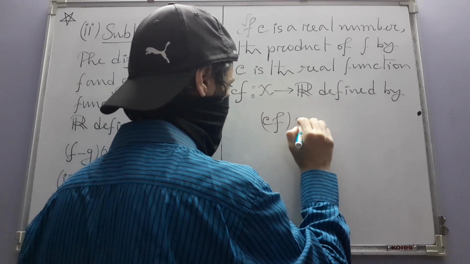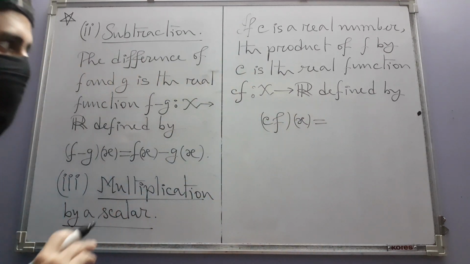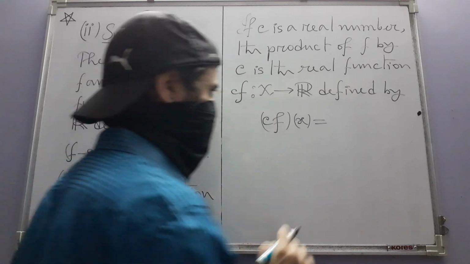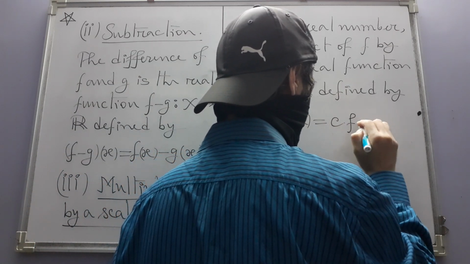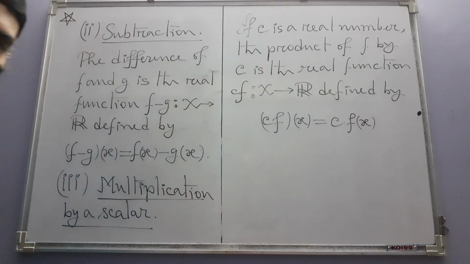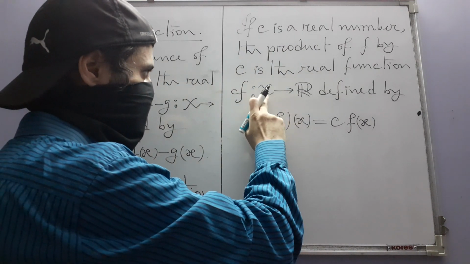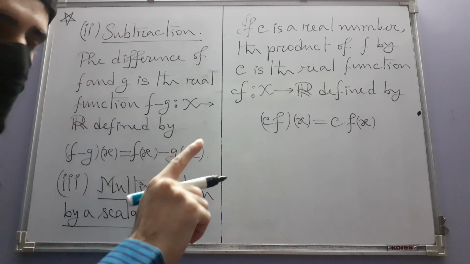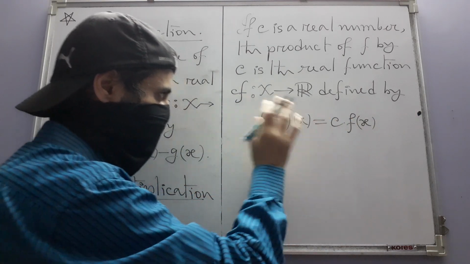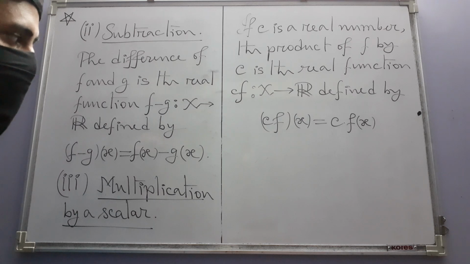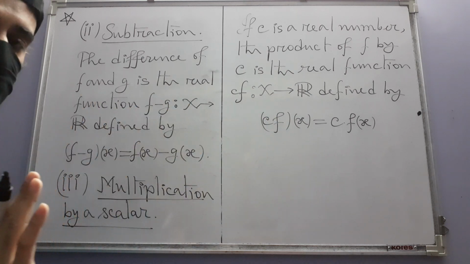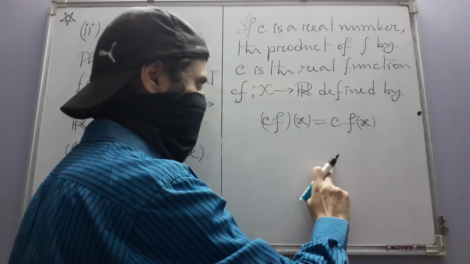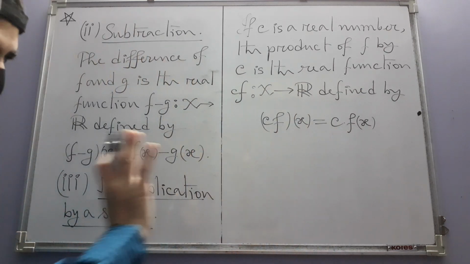this rule. The value of cf at x of course is coming from this capital X, that is understood, there is no need to again write that, and this is nothing but the product of the two real numbers c and f of x. Obviously for any x in X, f of x is a real number, so you can multiply f of x and c. So that is the image of the new function cf at the input x. And like the sum and difference, this is also a well-defined function. For every x in capital X, we are going to get a unique real number as the image of that x under this function.